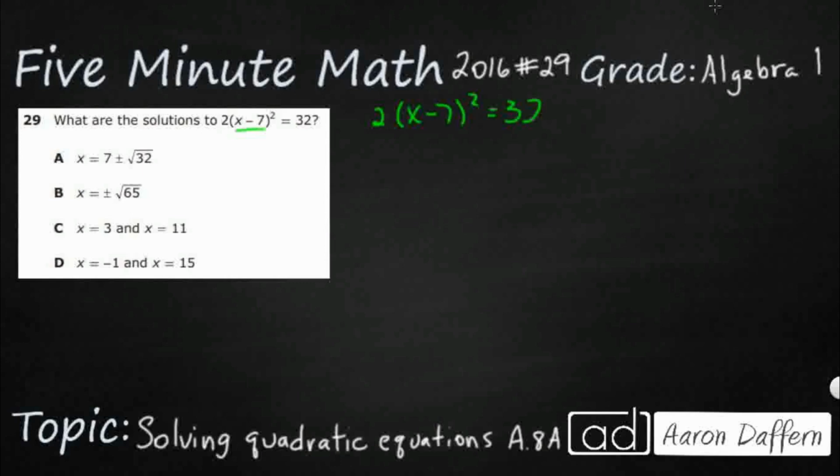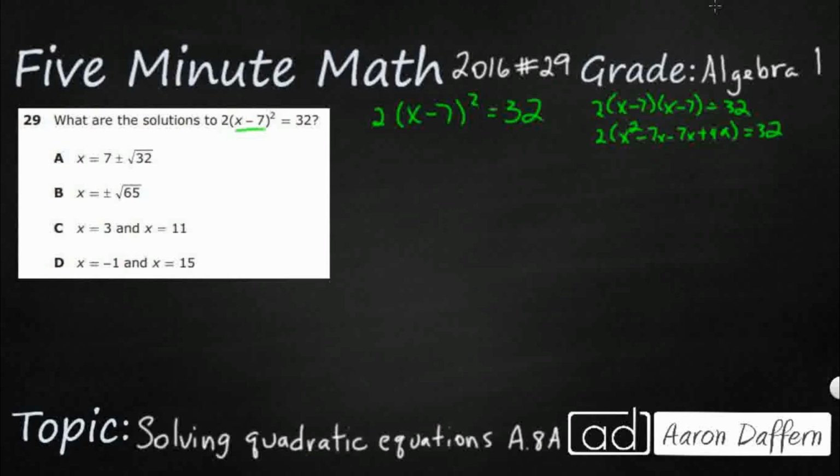Now, we've got two options here. First, we'll take the slow option, and I'll show you what happens. Let's say you want to just FOIL that out. We're going to take our 2 times (x minus 7)(x minus 7) equals 32. So that's going to be 2 times x squared minus 7x minus 7x plus 49 equals 32.